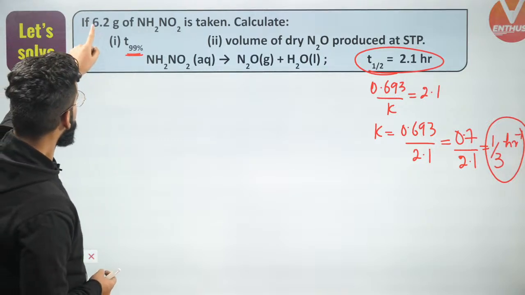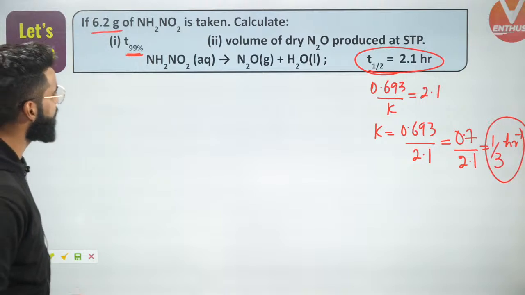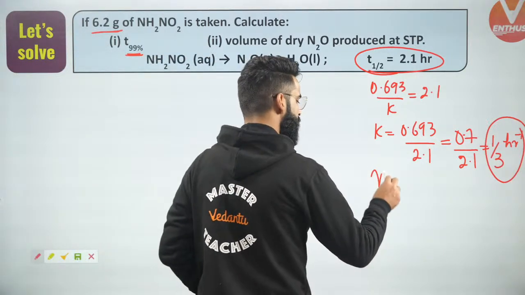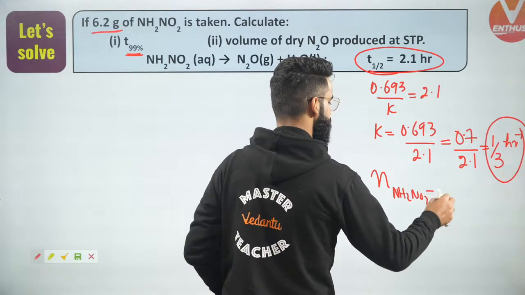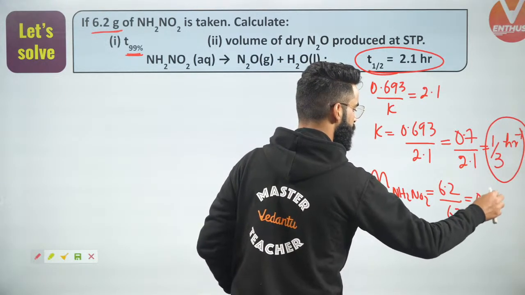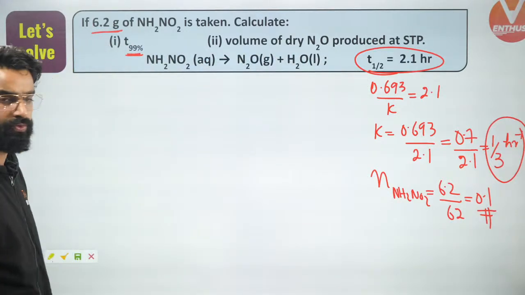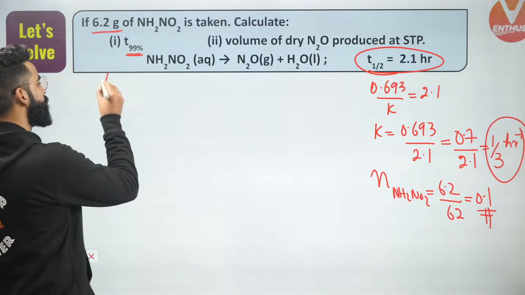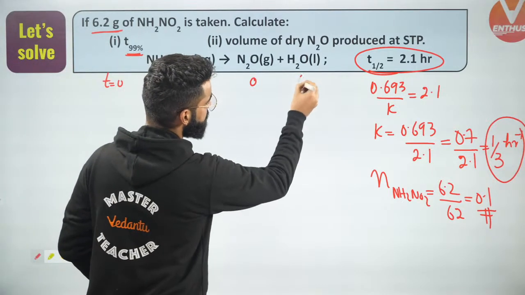Initially I have 6.2 grams of NH2NO2. So how many moles of NH2NO2 do I have? I can calculate the number of moles in the beginning. It's going to be mass divided by molar mass, that is 62. The value is simply 0.1. So initially I have 0.1 moles of NH2NO2. At time t equals 0, I have 0.1 mole of this, and the products are 0.